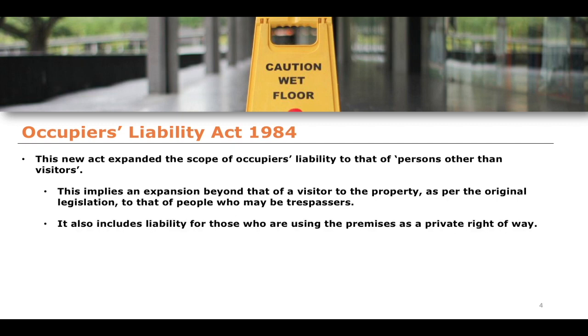And it includes liability for those who are using the premises as a private right-of-way. So the Occupiers' Liability Act of 1984 doesn't just refer to trespassers, although that is one of its main important elements. It just expands the law, should I say, to anybody who is not a visitor, persons other than visitors. So it includes trespassers, but it is not limited to trespassers, because people who use premises as a private right of way are not considered to be visitors, but are also not necessarily considered to be trespassers either.